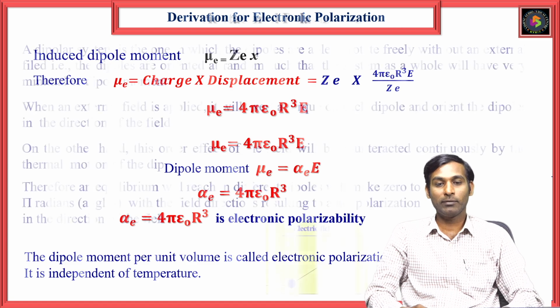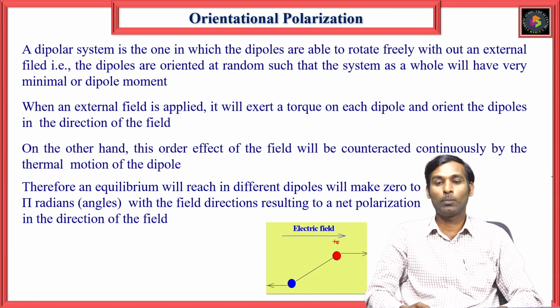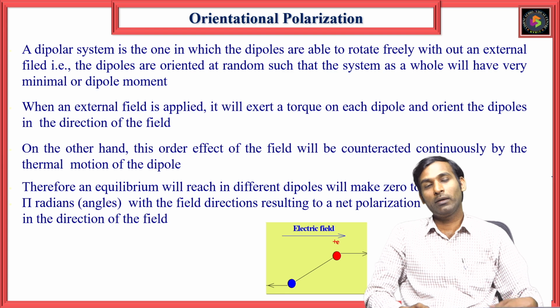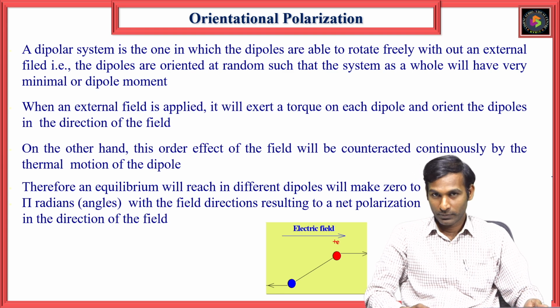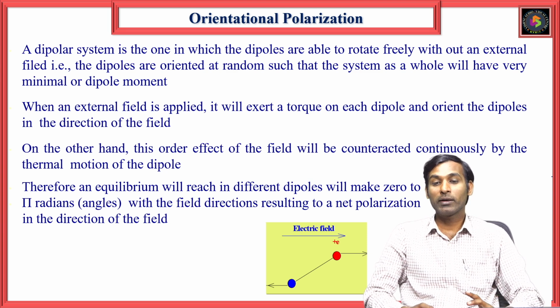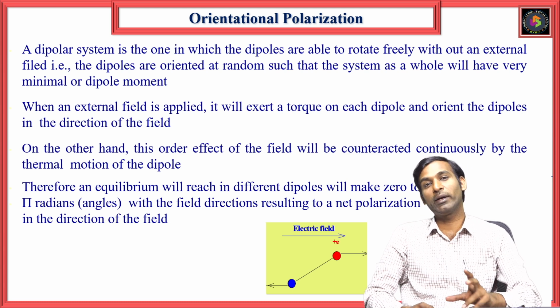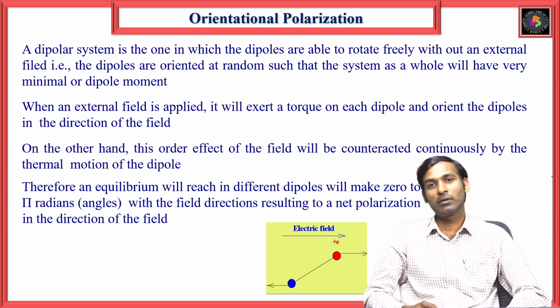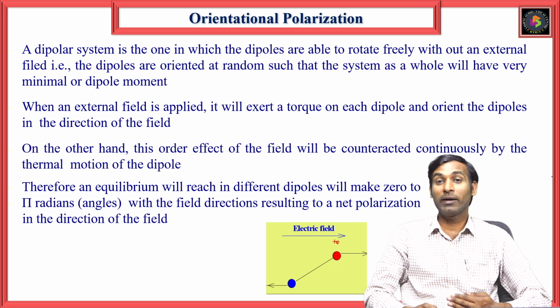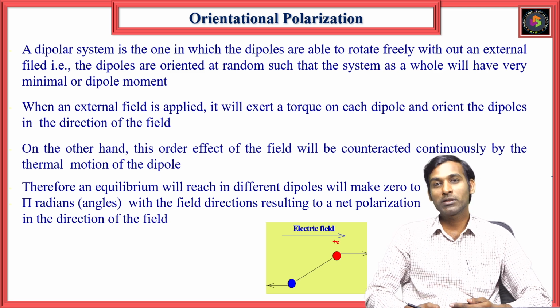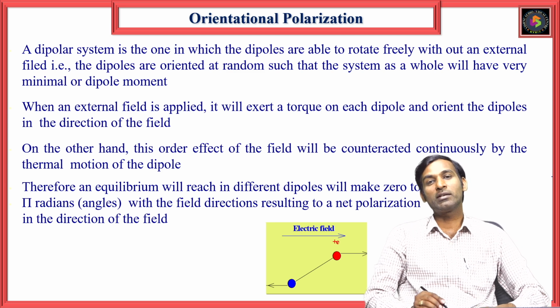Coming to the next slide, orientation polarization. In the previous slide, we discussed electronic polarization. Similarly, another type of polarization is orientation polarization. The name itself says it, orientation. Orientation means the molecules try to rotate from one equilibrium position to another equilibrium position. That is said to be orientation polarization.